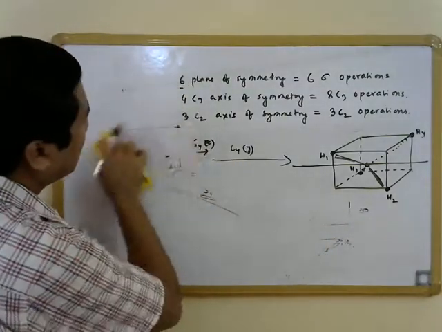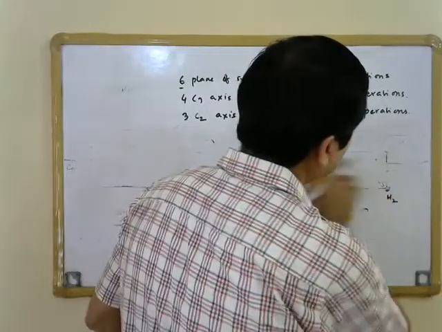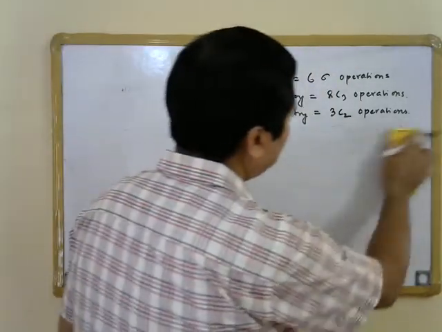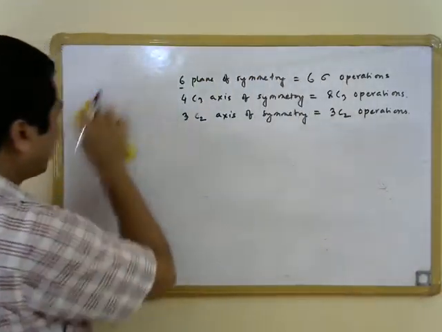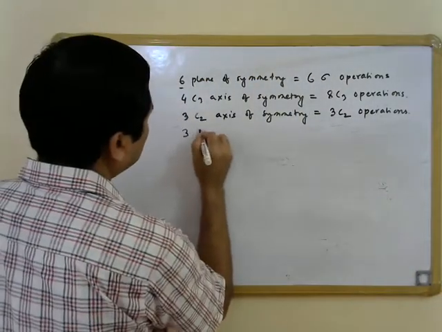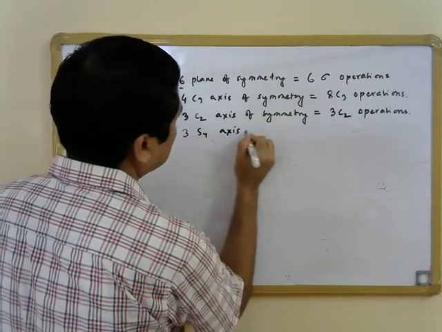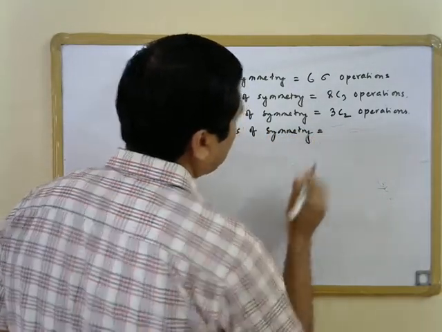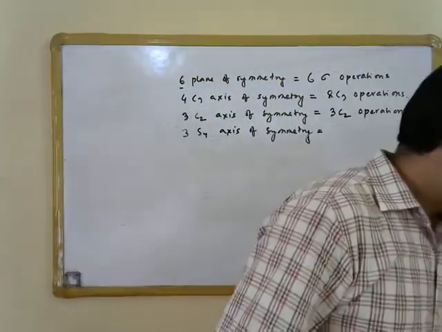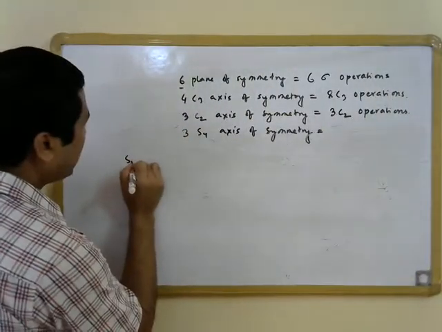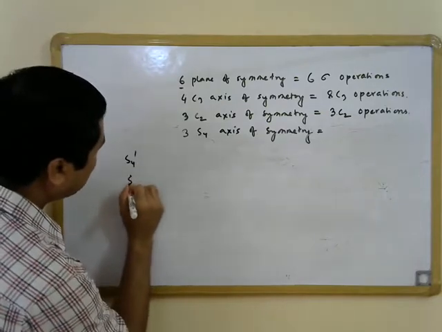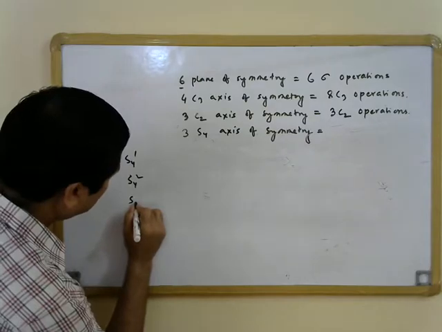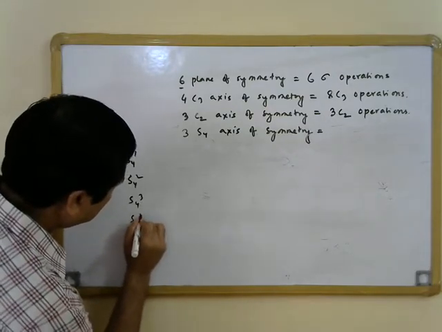So essentially what we have done is we have found 3 more elements of symmetry in the tetrahedral molecule. That is, we have found that there are 3 S4 axes of symmetry present in the tetrahedral molecule. Now we should find out how many symmetry operations are generated by each of these S4 axes of symmetry: S4^1, S4^2, S4^3, S4^4.